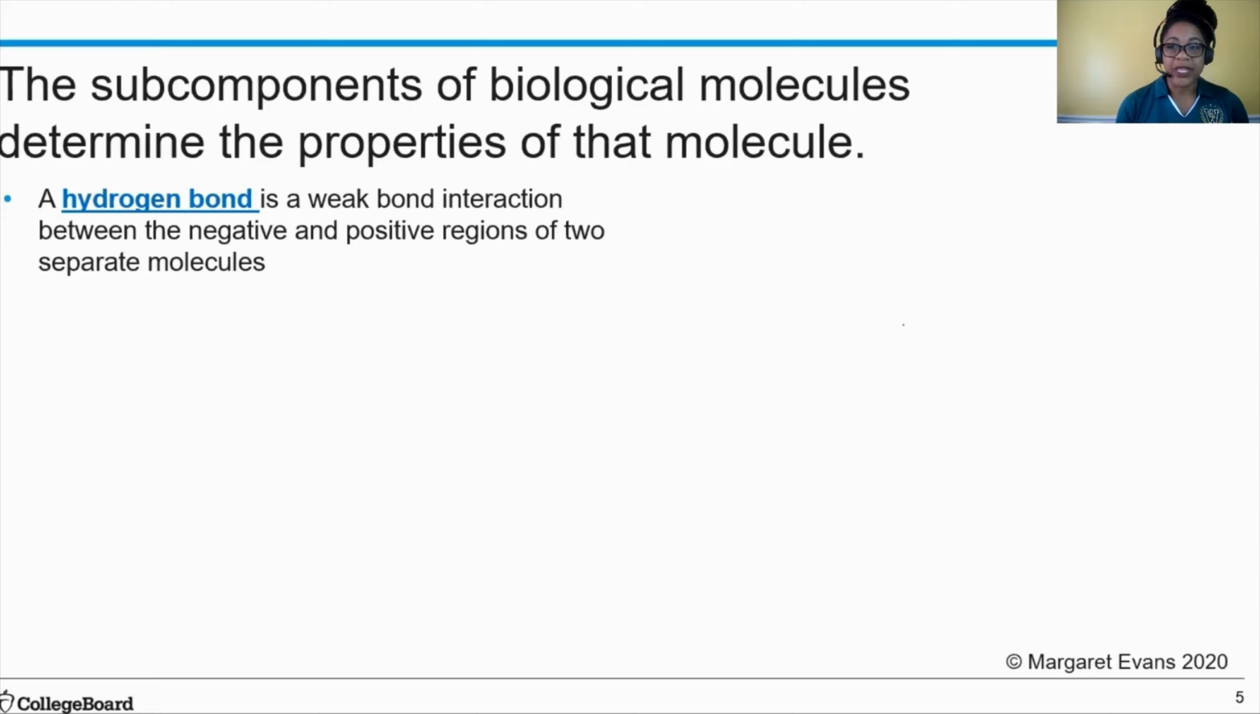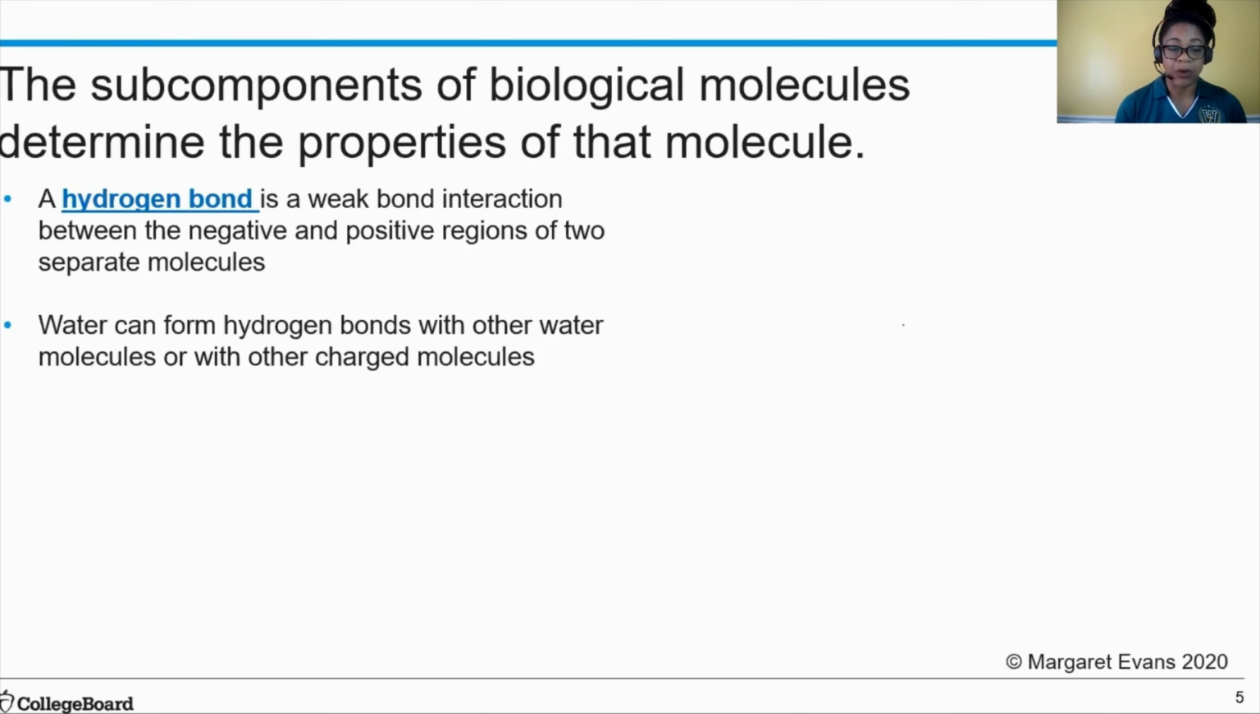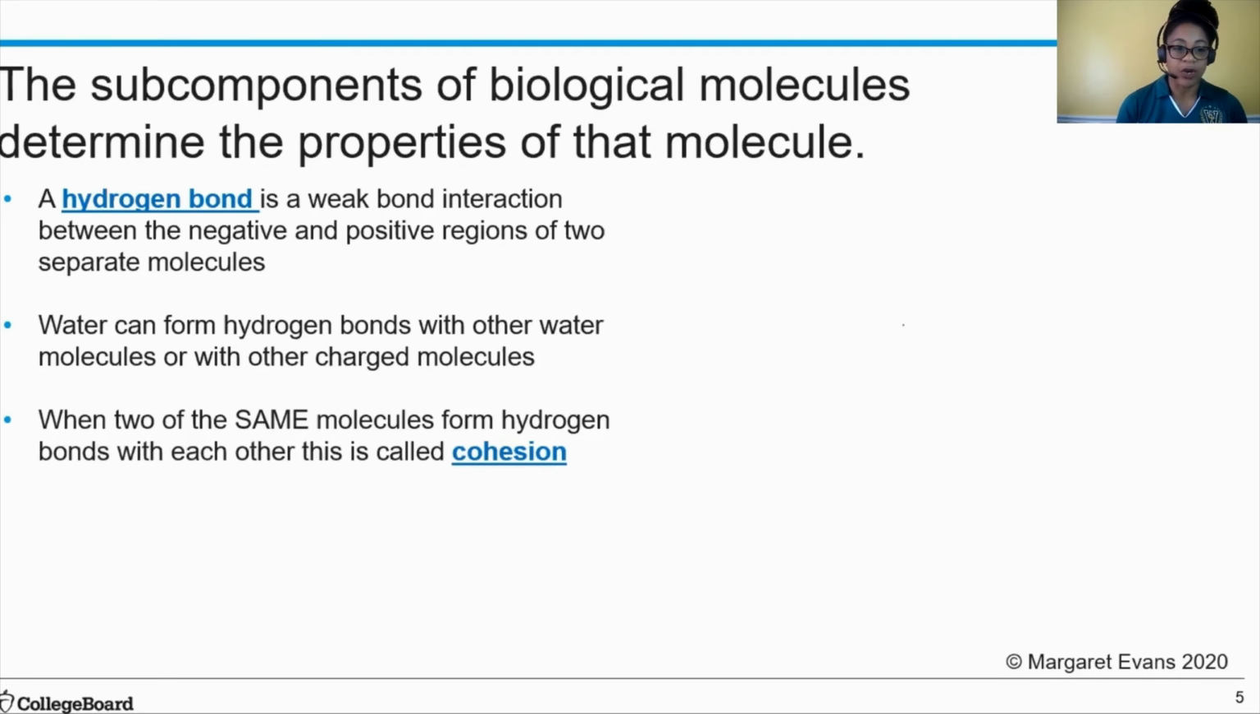Hydrogen bonds are weak interactions between the negative and positive regions of two molecules. And considering that water is polar, then it has the opportunity to participate in forming hydrogen bonds with other water molecules or with other molecules that have a charge.